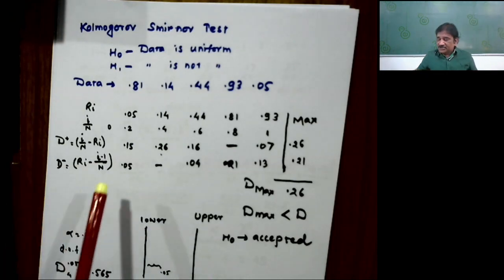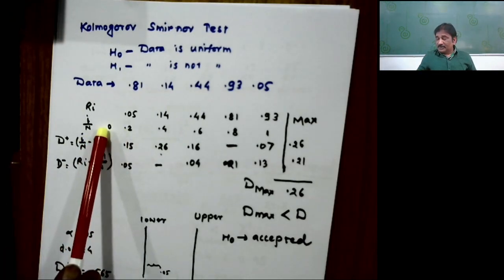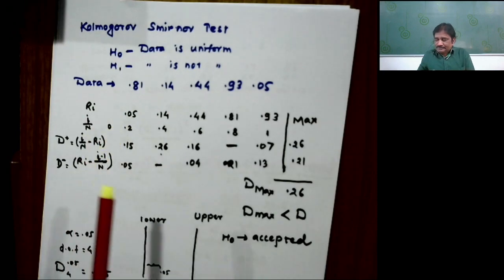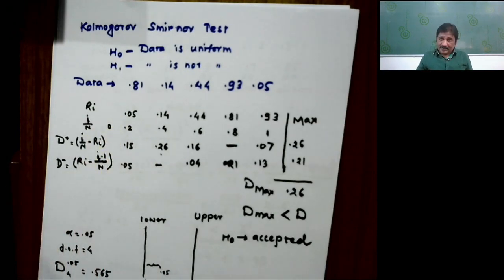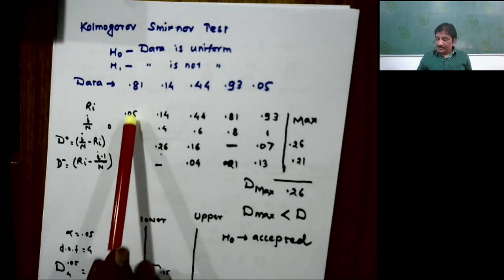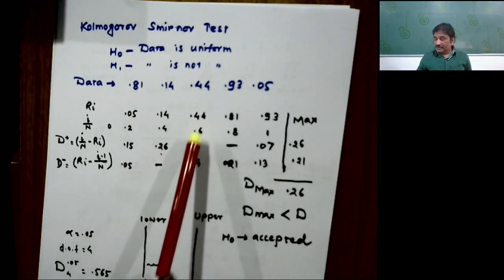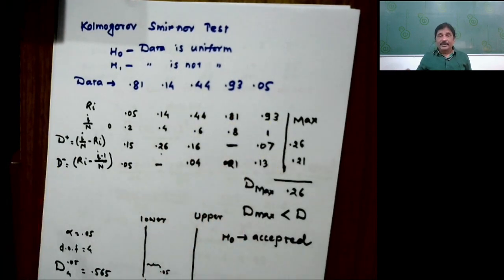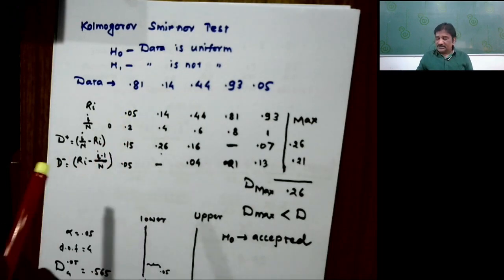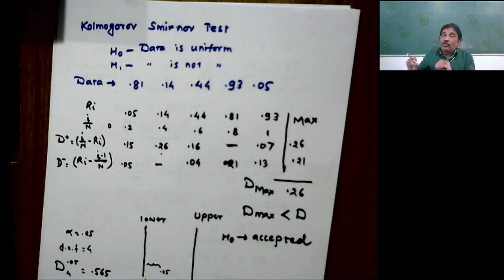So in this case, your baskets will be from 0 to 0.2, then 0.2 to 0.4, then 0.4 to 0.6, 0.6 to 0.8, and then 0.8 to 1. These are equally spaced, and I have arranged these numbers in ascending order, so I expect that each basket will be containing one number.